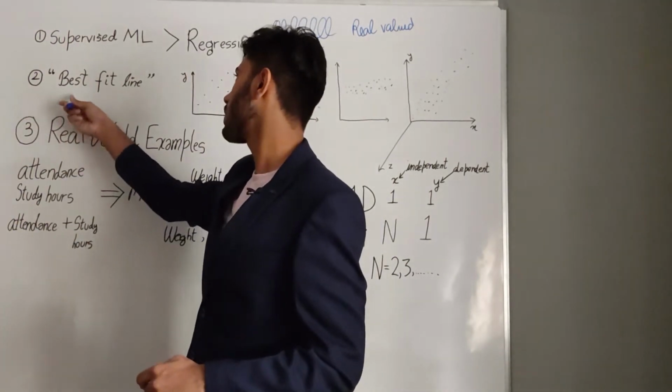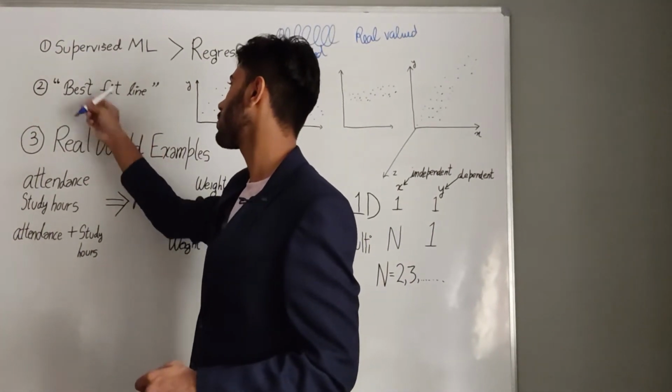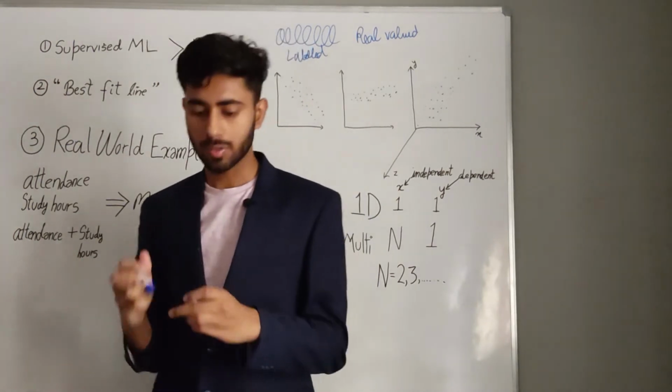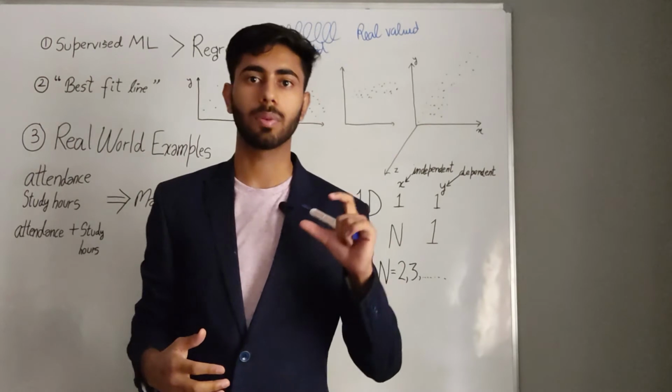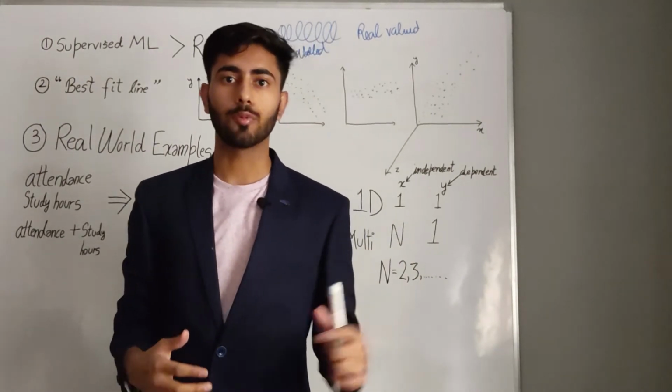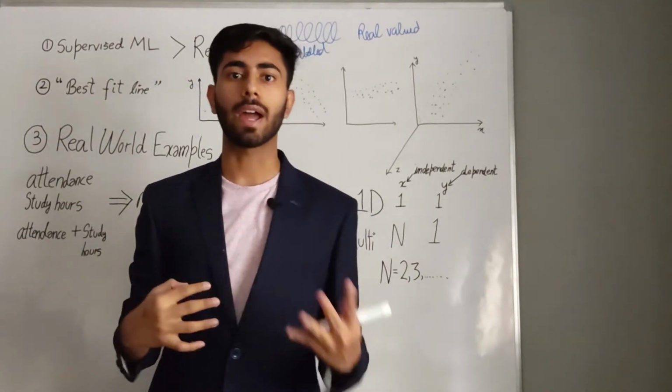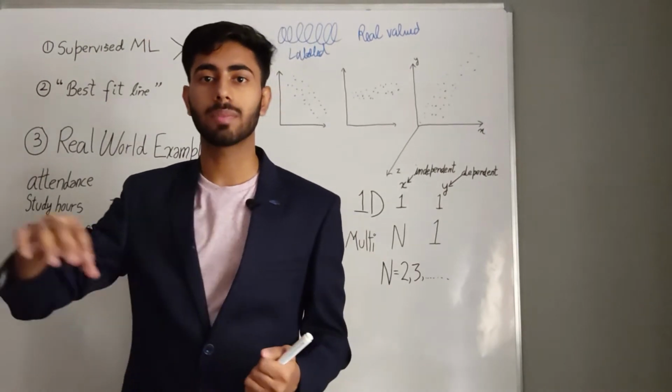Now, the second thing that should come to your mind is that linear regression is also known as best fit line. So since it is called best fit line, it means that whatever dataset you have provided to your model, the linear regression line should try to fit through maximum data points.